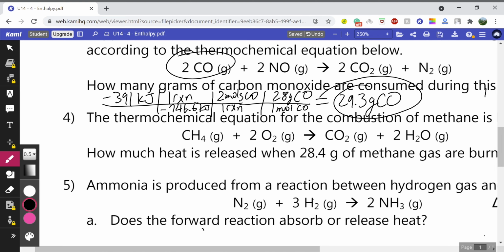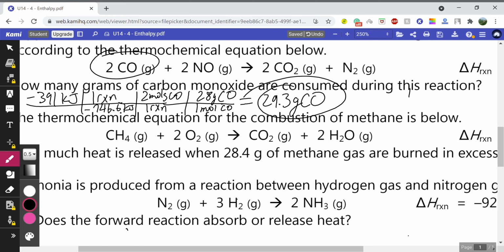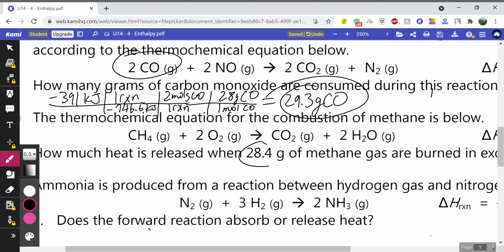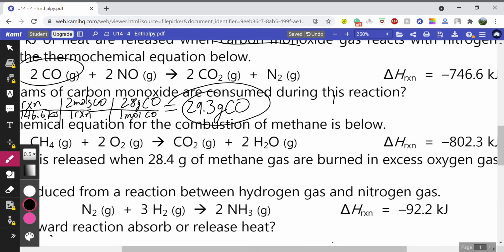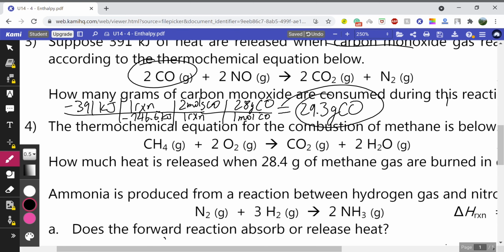Now next one, the thermochemical equation for the combustion of methane is below. How much heat is released when 28.4 grams of methane gas is burned? Alright, so this is just like the previous one except flipped. So first, let's start with what we're given, 28.4 grams of methane, which is CH4.